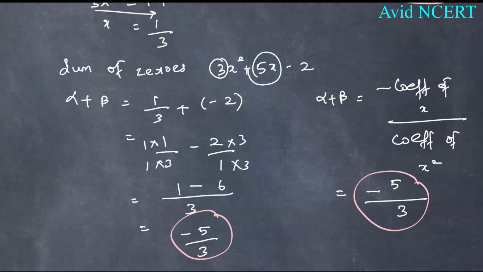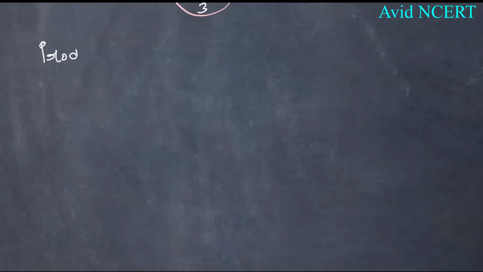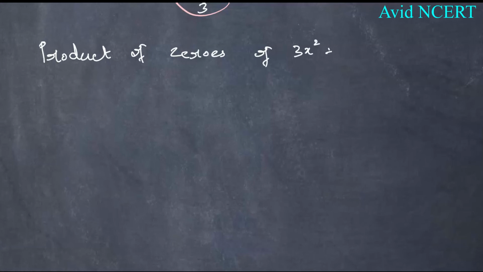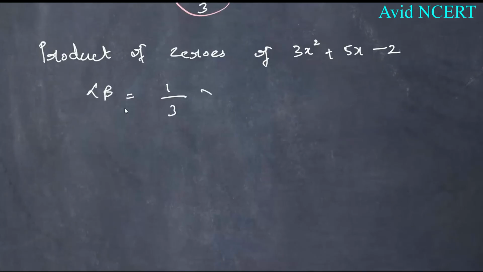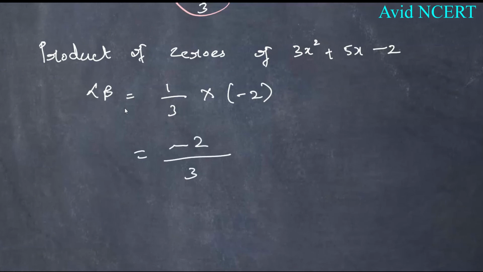Now we have to find the product of zeros. Product of zeros can be written as alpha beta. So product of zeros of 3x square plus 5x minus 2: alpha beta equals, the zeros of this polynomial are 1 by 3 and minus 2, so 1 by 3 into minus 2, which equals minus 2 by 3.